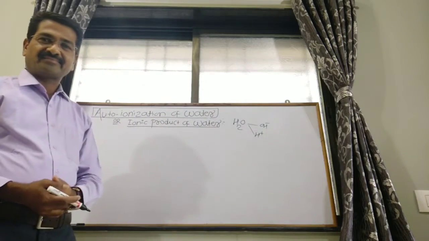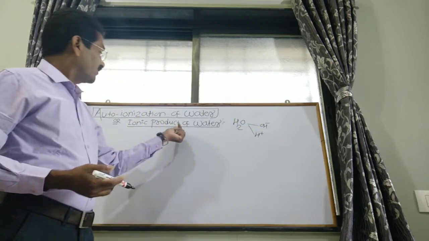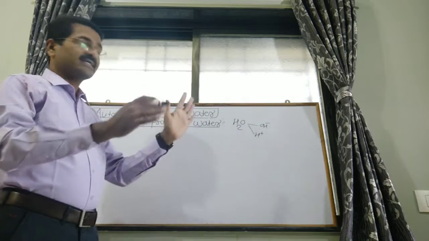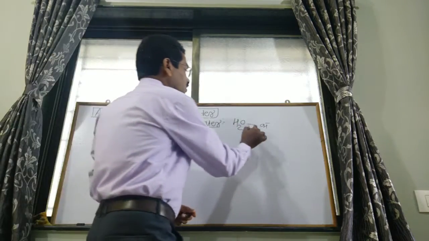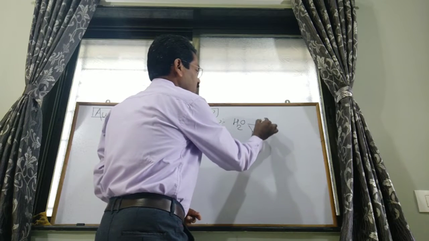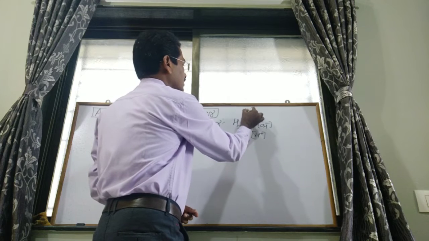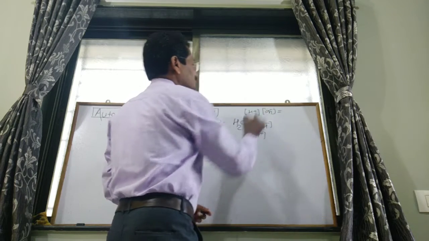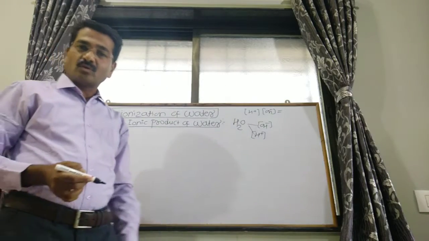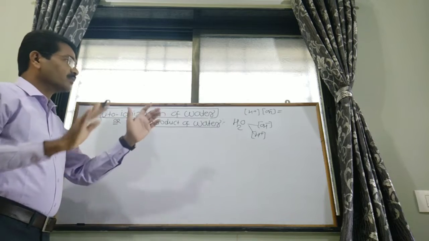Here, simple. These are the ions of water, and the product of ions of water is called the ionic product of water. This is simply the concentration of H plus times the concentration of OH minus. But actually, see the definition of ionic product of water.